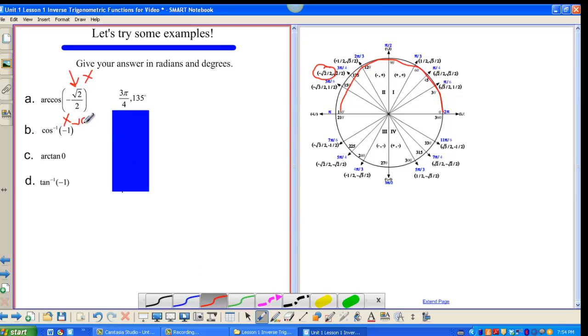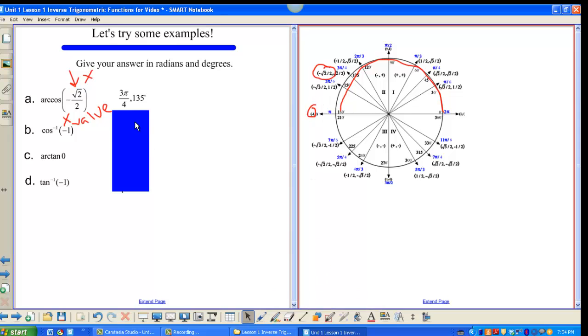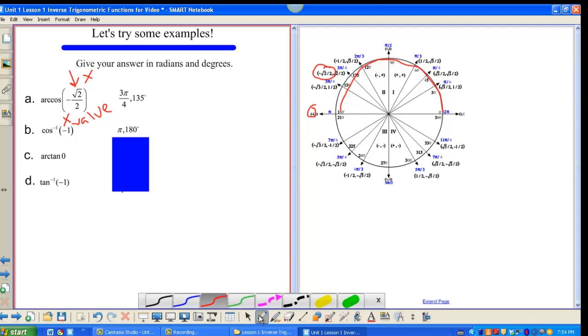Again, with inverse cosine of negative 1, I am given an x value of negative 1, and I have to find an x value only defined in the first and second quadrants, so I find it here. And so the angle measurement output is going to be pi or 180.